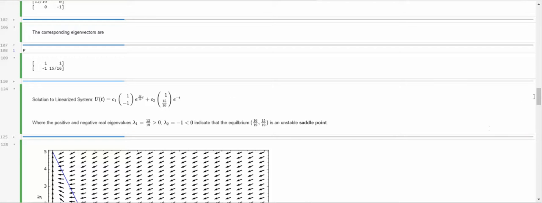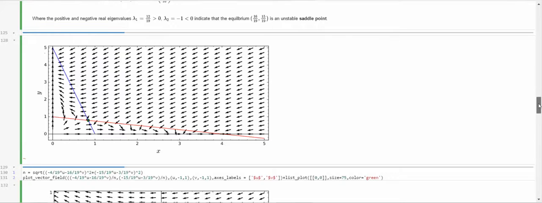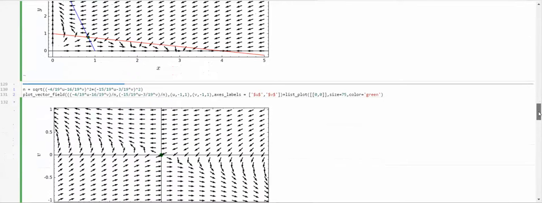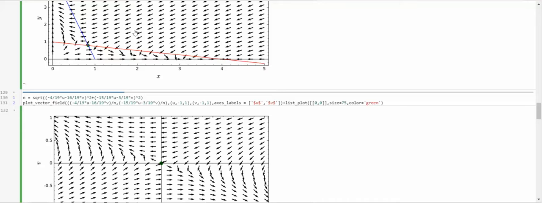Now what I'm going to do in this video is consider initial conditions in each of these four regions separated by the null-clines. So this region up here is going to correspond to quadrant 1. This region here will correspond to quadrant 2. This region down here will correspond to quadrant 3, and this region down here will correspond to quadrant 4. So I'm going to first pick an initial condition in this region here, which will correspond to quadrant 2.